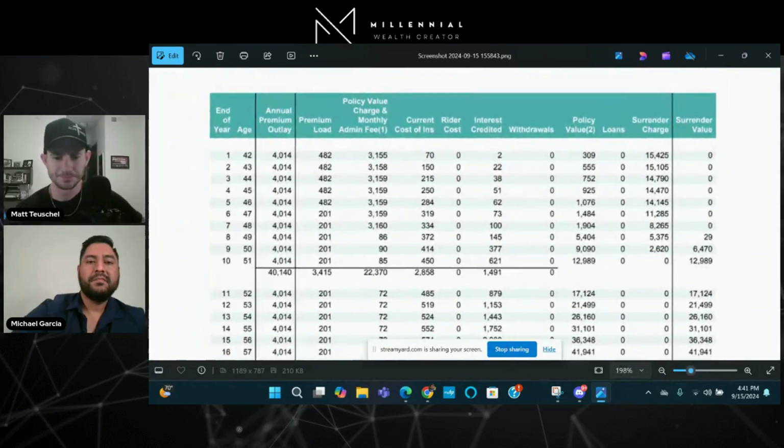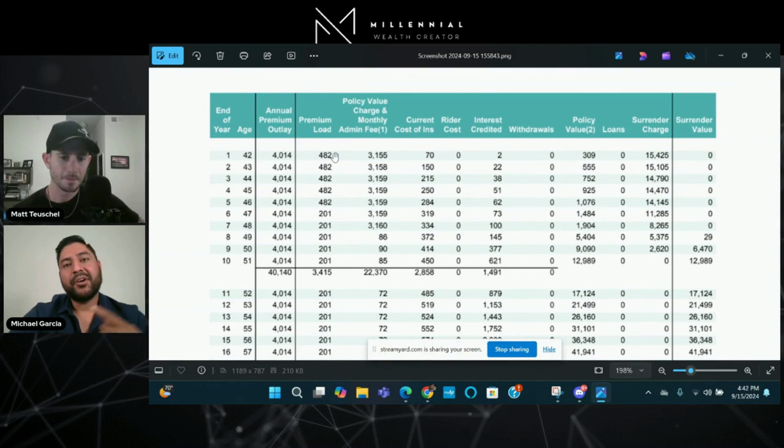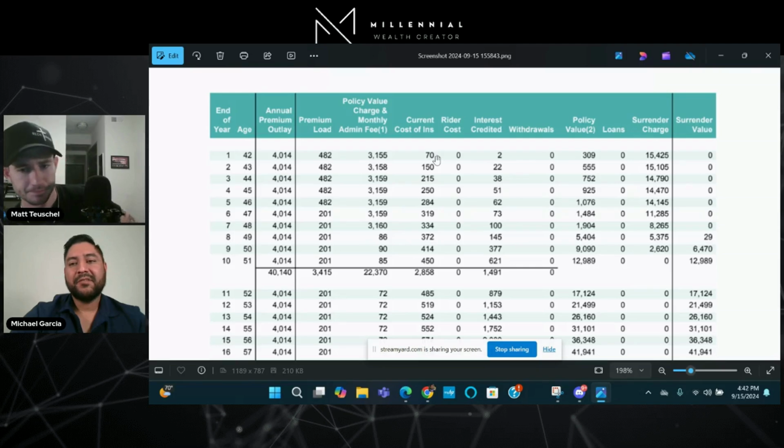Okay, cool. So you look at year one, and this shows where all the money goes, right? $482 goes to a premium load, right? So there's a minimum percentage of all your premiums that goes to a premium load. And that's pretty common for IUL policies, right? Here's the cost of insurance. You see $70. It's not a lot, right? Because it's an annual renewable term. And he's 42, probably in good health, right? Yeah, he got a preferred here. He is a tobacco user, but it's still a preferred tobacco.